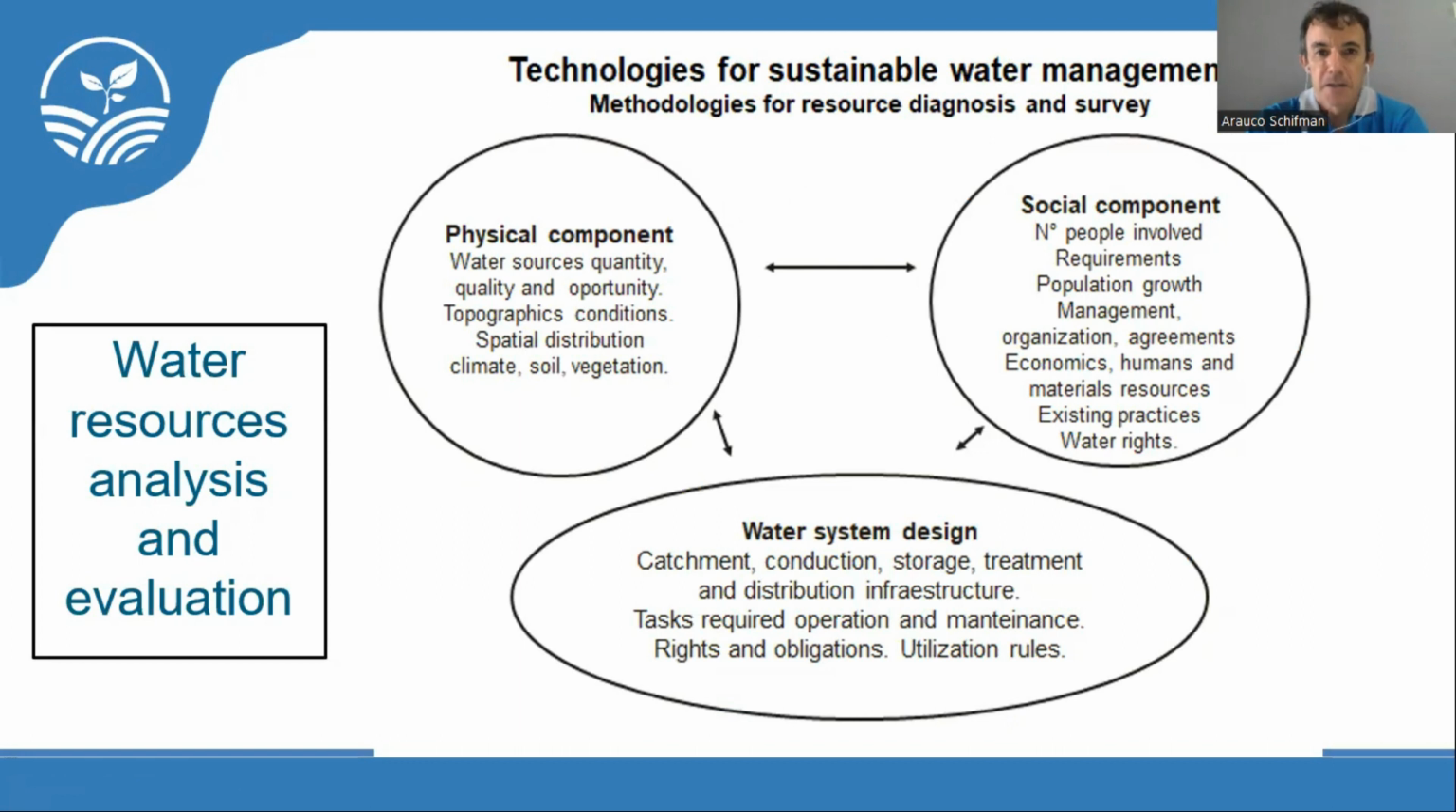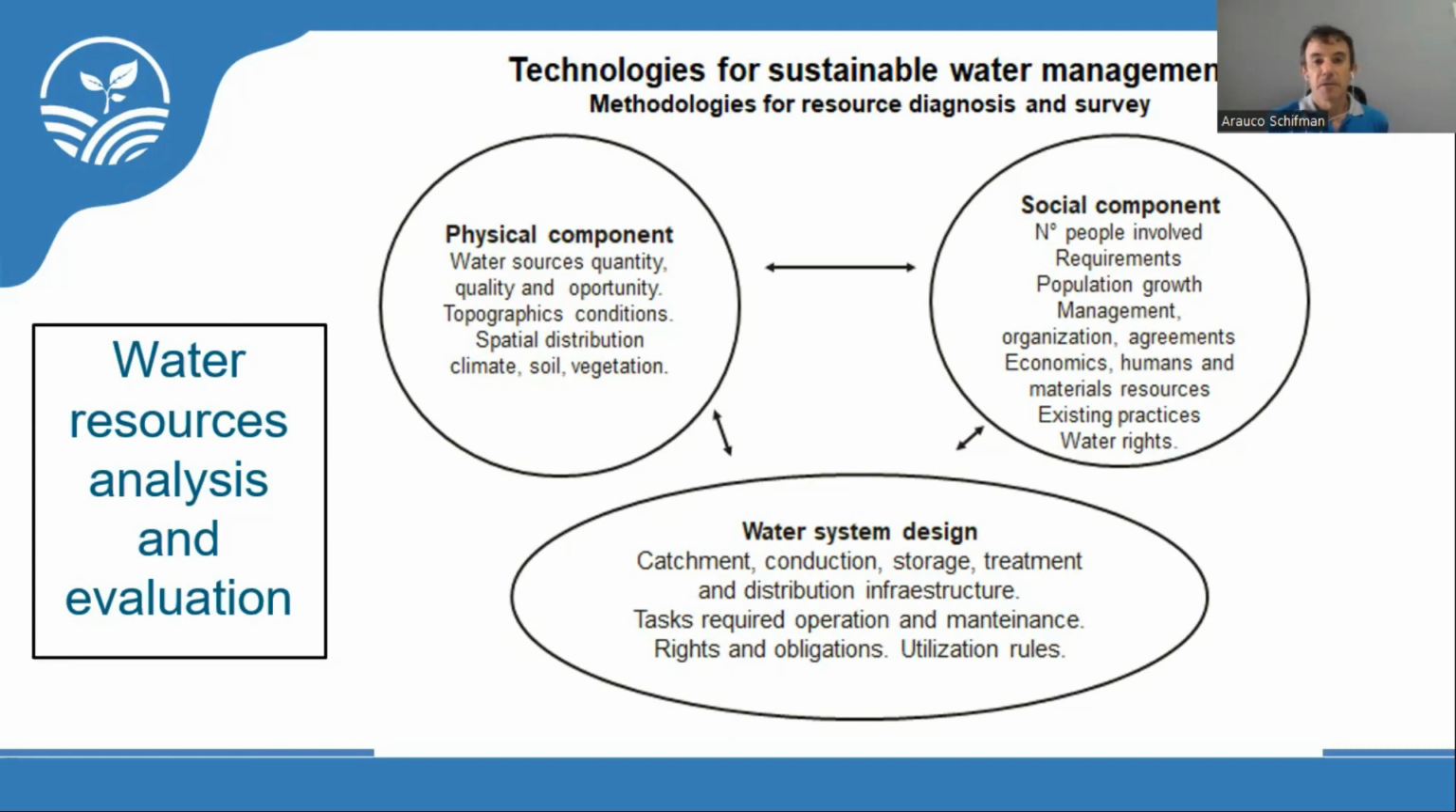We have several methodologies for resource diagnosis and survey. We need to know how much water we have in a certain place in order to manage that water properly. So we have, in the first place, the physical component. Then we have the water resource quantity, the quality, and the opportunity. How much water we have in different places, the quality of that water, if the quality is for human consumption or animal consumption or irrigation, the topographic conditions of the place where the water is, the spatial distribution, the climate, the soil, and the vegetation of that place.